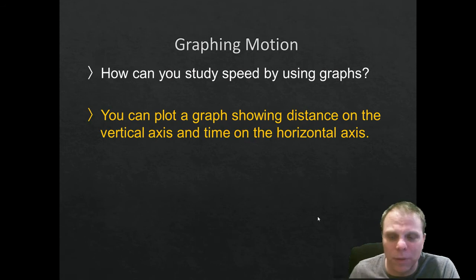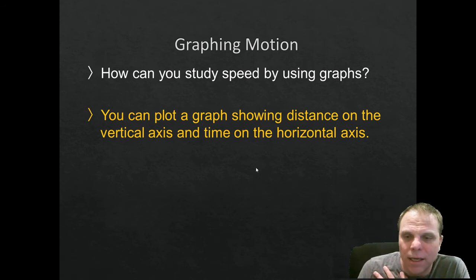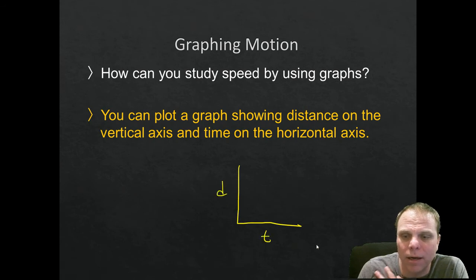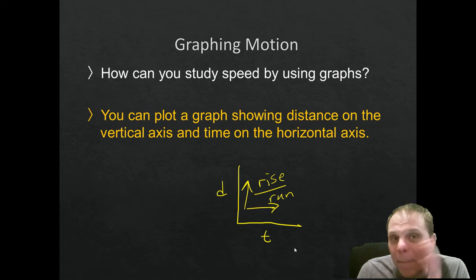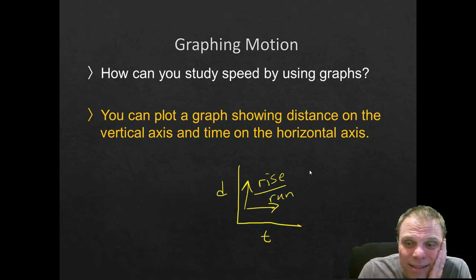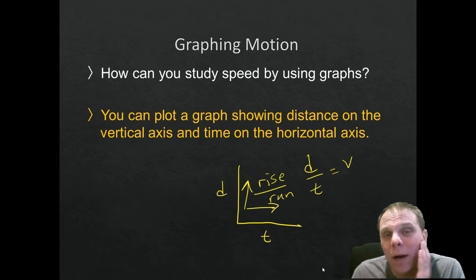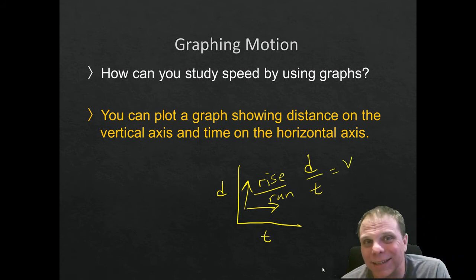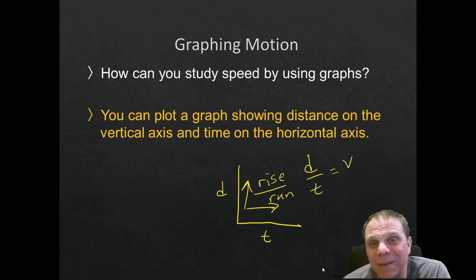Now, the reason we're doing that is because if we do distance here and time here, we can do, if you guys remember what a slope is, the slope is the rise over the run, right? And so rise over run. And what that means then is that this is the same thing, distance divided by time equals velocity. So we're going to find out that when we plot a distance time graph, the slope of that line will actually be the velocity or the speed. And so this is so cool.